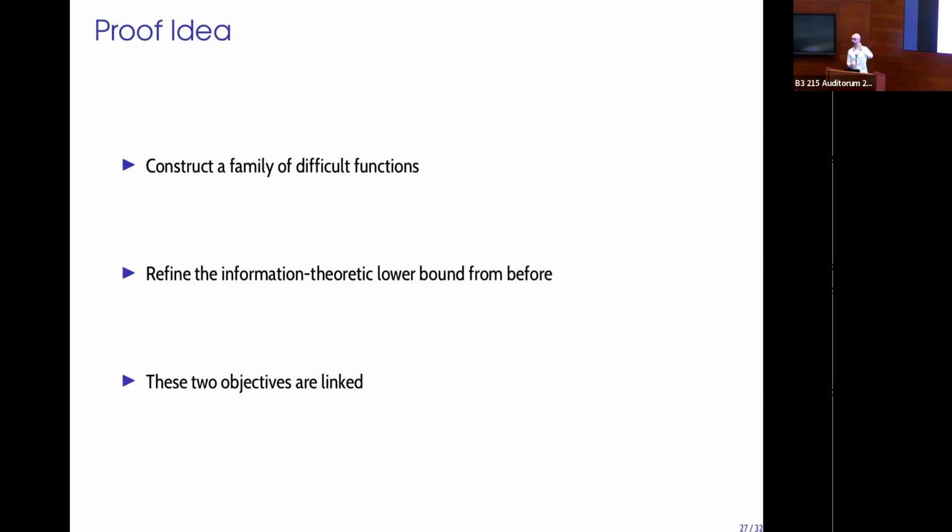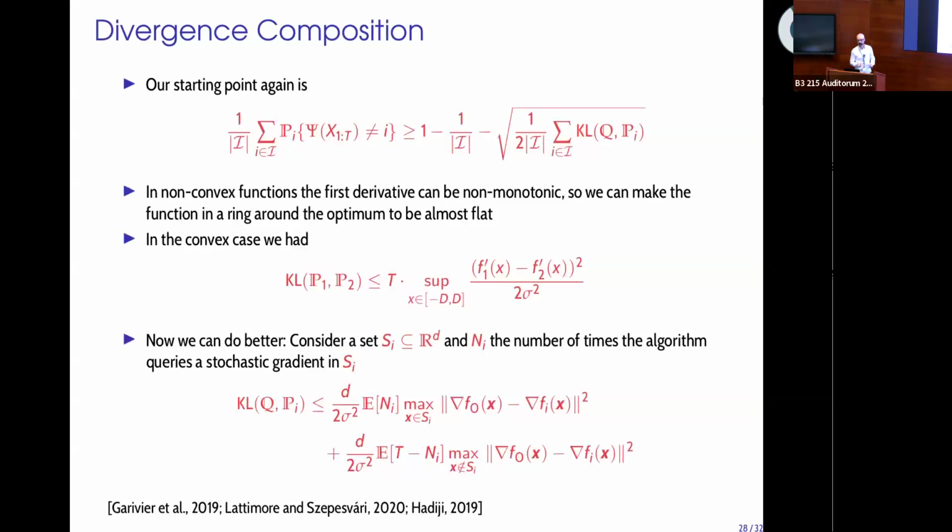Given what I explained before, now this should be easy. So what are the steps? We have to construct a family of differentiable functions, and we also have to refine the information theoretic lower bounds that we had before. That KL divergence term is not strong enough. So this was our contribution, and these two things are coupled together. We can construct a harder family of functions exactly because we have a more detailed control on the KL divergence. Okay, so this is the starting point.